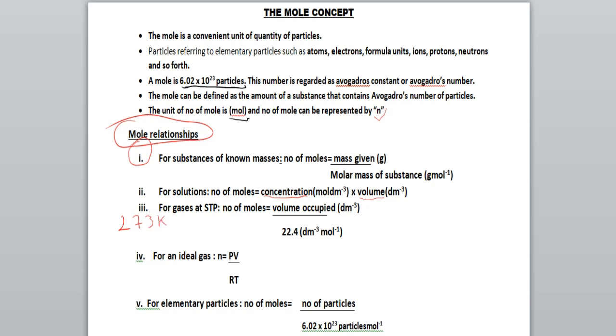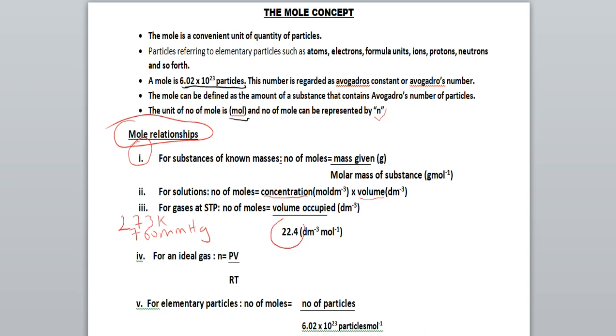And we know standard pressure is 760 millimeter mercury. So when any of these parameters are mentioned, we know we are talking about gases at STP. So for gases at STP, our number of mole is equal to the volume occupied by the gas, still measured in dm cube as always, over 22.4.